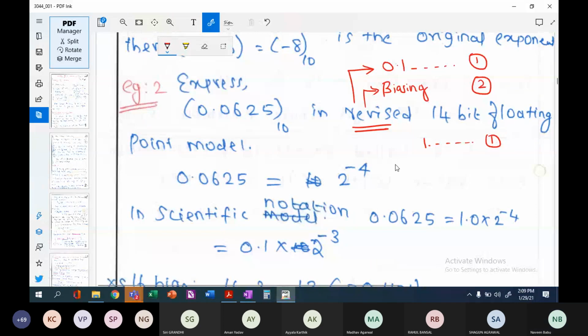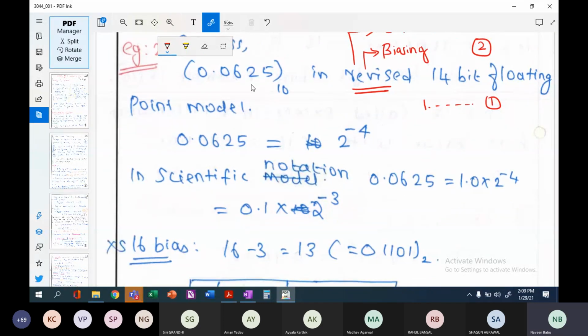Now, let us do this particular example of 0.0625 to be represented in a 14-bit floating point model. This is a decimal value. First thing that you need to do is convert this into an equivalent binary value. Now, what is the closest value that is close to 0.0625? It is 2 power minus 4. 2 power minus 4, in fact, is 1 by 2 power 4. So if you find out, it will be 0.0625.